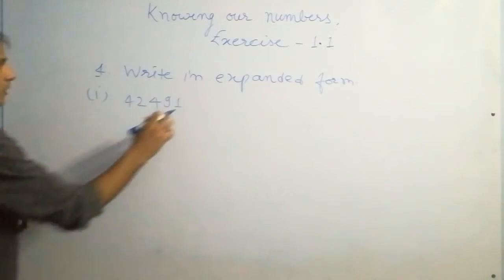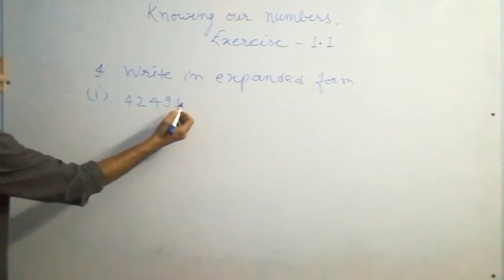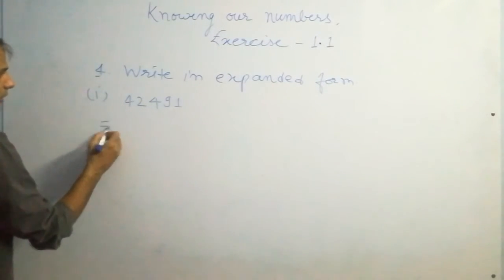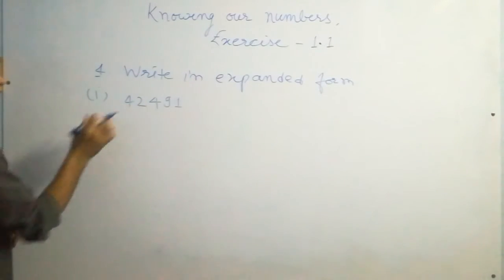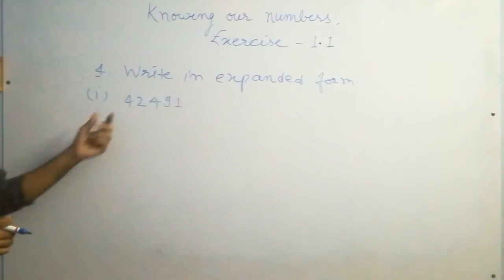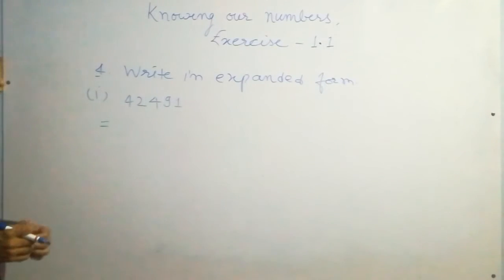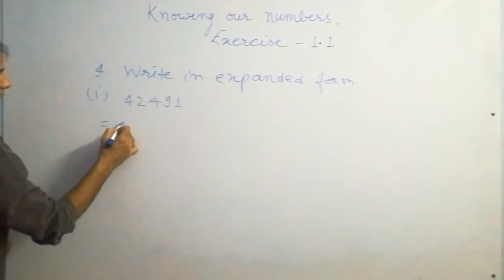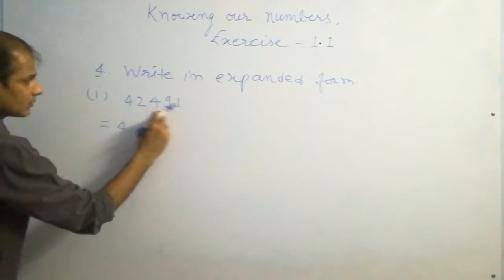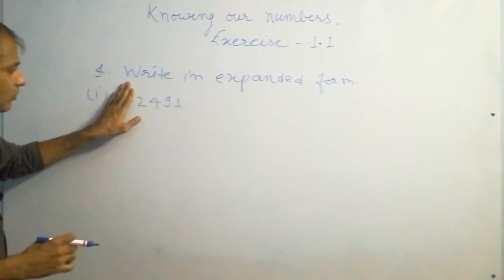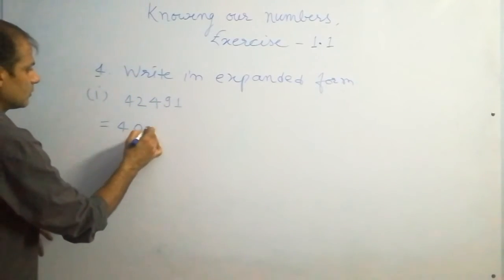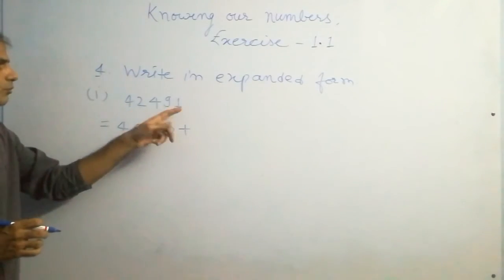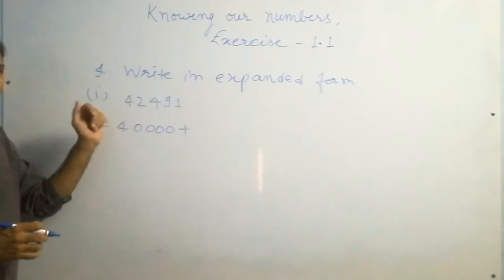So just count the digits according to places, ones, tens, hundreds, thousands, 10,000. So 10,000 means we will include these two digits, but we will not take these digits together. As you can see, ones, tens, hundreds, thousand, 10,000. So just write the 4 and write 4 zeros, because after 4 there are 4 digits, so there will be 4 zeros. Again, what is the place of 2? Ones, tens, hundred, thousand. It is 2,000.